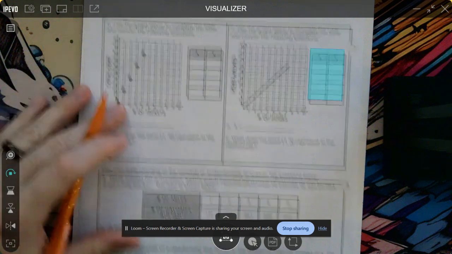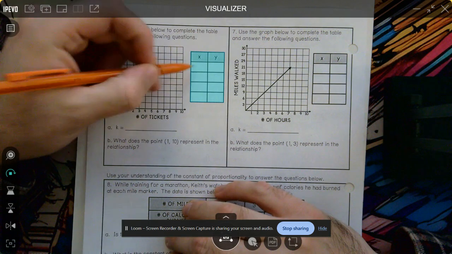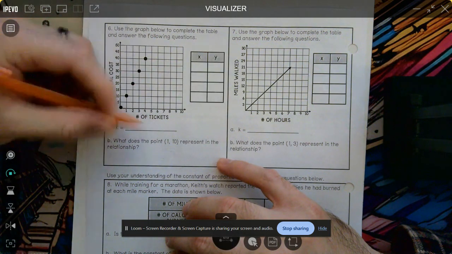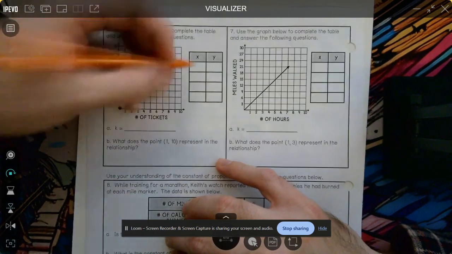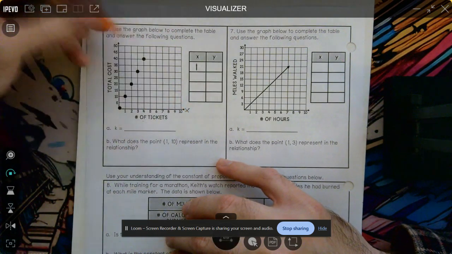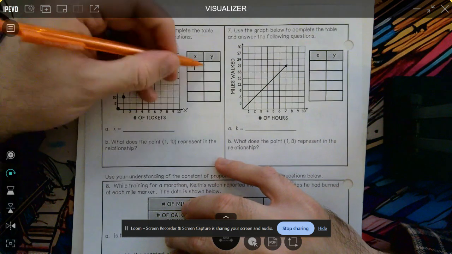Right now, look at number 6 in the back. We're going to be looking at a table now with a graph. So we need to plot some points from this table. First, we're looking at the total cost and number of tickets. So when we sell one ticket, how much does it cost? $10. So my x is my number of tickets. These are my x variables, and this is my y. So when my x is 1, my y is 10.